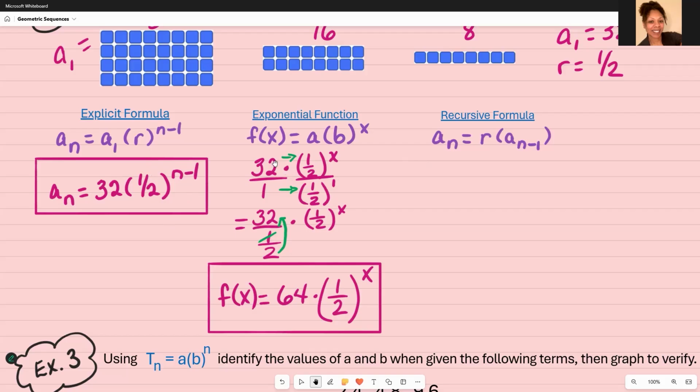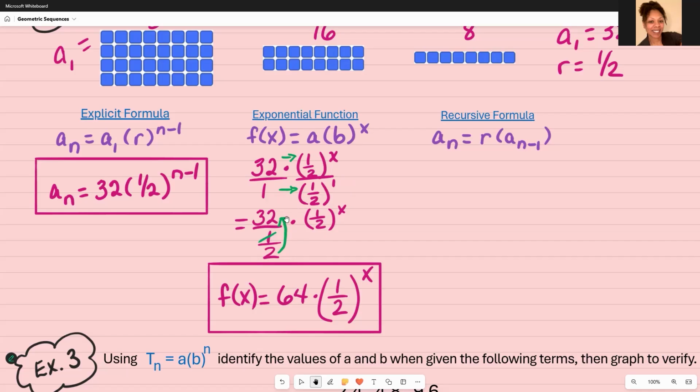When I multiply 32 times 1/2 to the x, I'm just going across. In the numerator, I still end up with 32 times 1 over 2 to the x. In my denominator, I'm going to multiply 1 times 1/2 raised to the first power, which is just 1/2. When I am dividing a number by a fraction, I have to take the reciprocal, which means I'm going to take the numerator 1 and put it in the denominator, and then I'm going to take the denominator 2 and put it in the numerator.